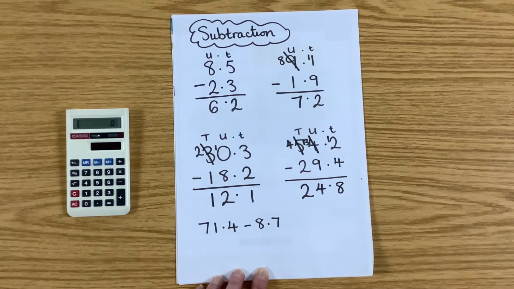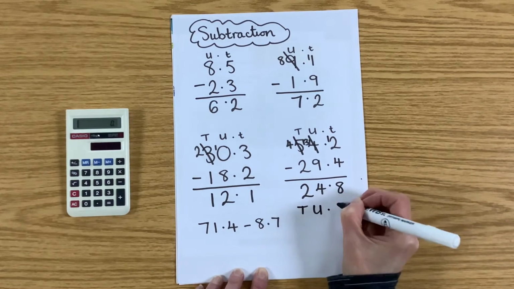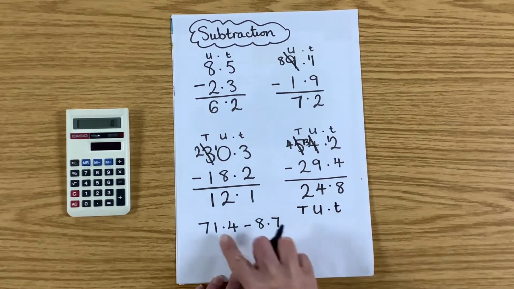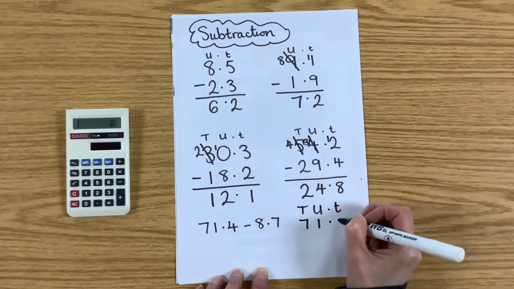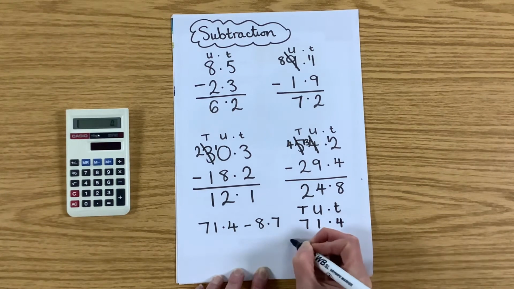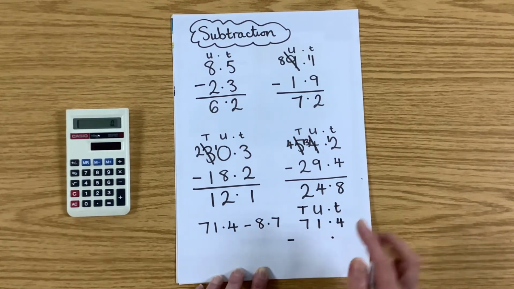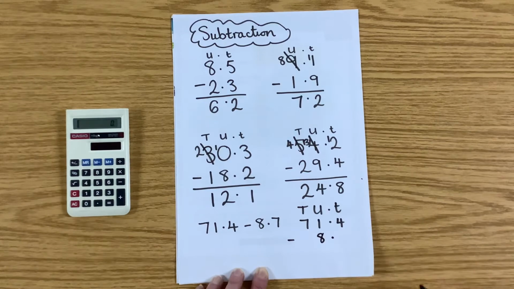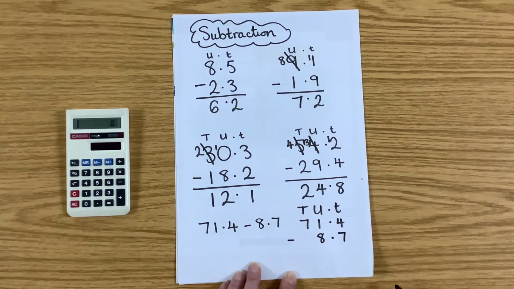71.4 take away 8.7. Well, just like we did with the adding question, let's think about our tens, our units, and our tenths. 71.4 is 7 tens, 1 unit, and 4 tenths. Take away 8.7. Put my decimal point in. The 8 is the units number, so it needs to go into the units column. The 7 is the tenths, so it needs to go into the tenths column. And now I would be ready to do that one.